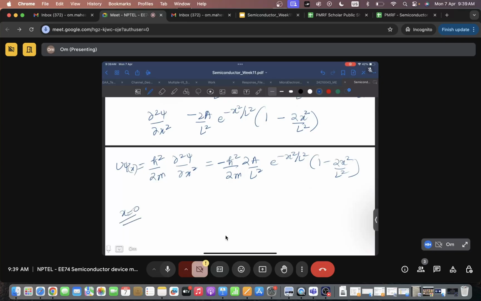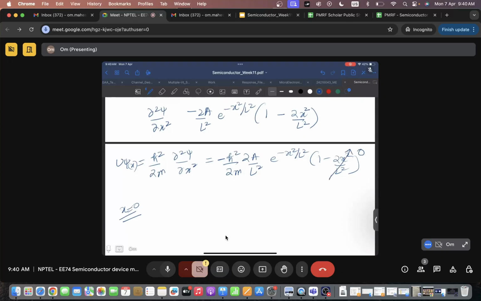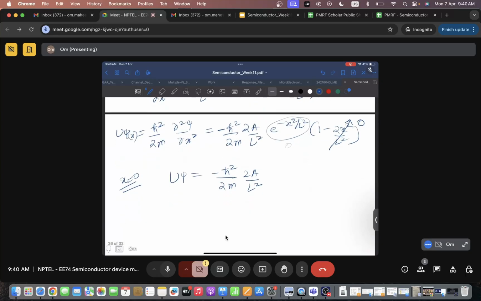So if we put x equals to 0, this term will become 0, and this will also become 0. So we'll be left with h cross square by 2m times 2a by L square. This 2 and 2 will cancel. We get minus h cross square a by m L square. So this will be the potential energy.